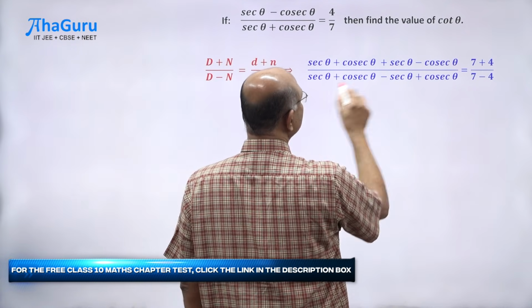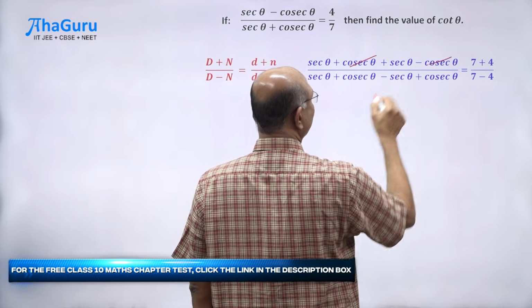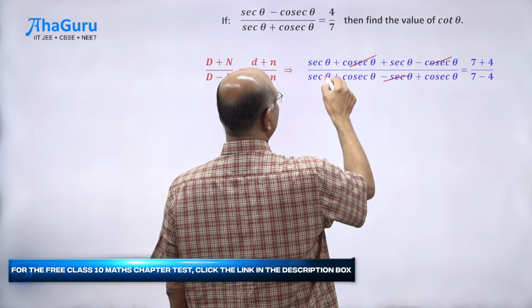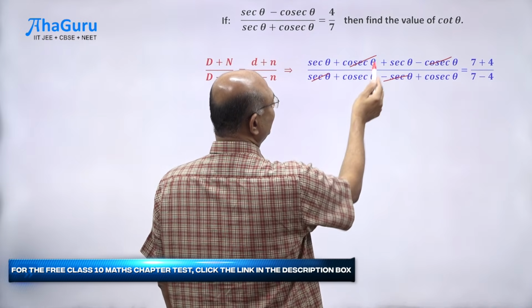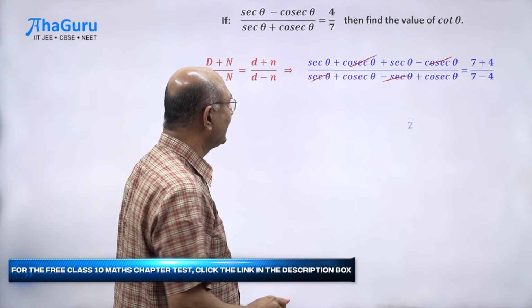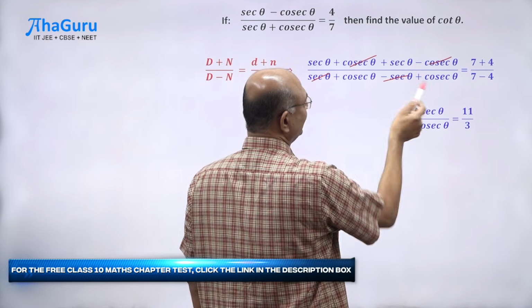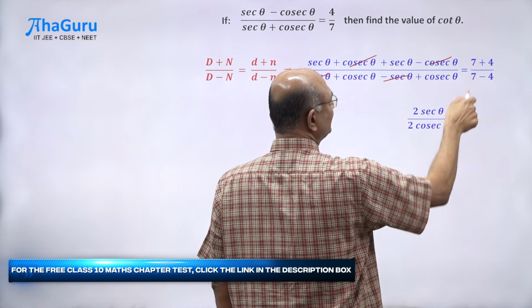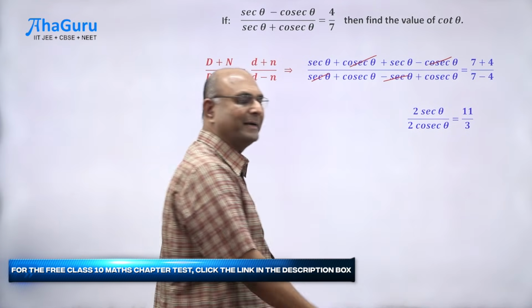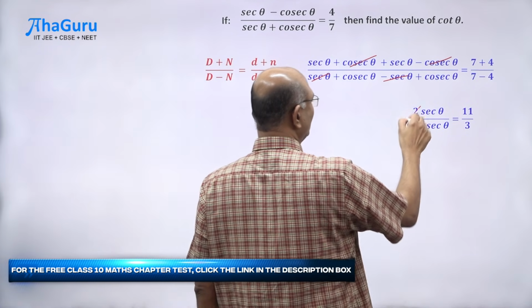So if I now look at this, minus cosecant theta plus cosecant theta cancels out, secant theta minus secant theta cancels out, and so you're going to get 2 secant theta by 2 cosecant theta. And what is that? That is 7 plus 4, 11, 7 minus 4, 3, so 11 by 3. And so I can now cancel out the 2.